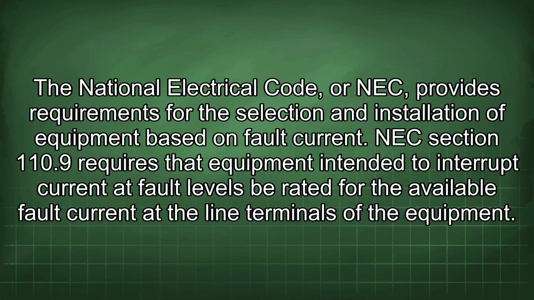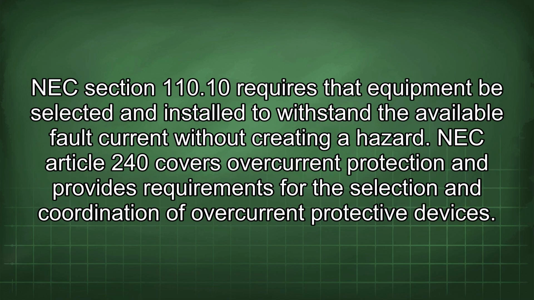The National Electrical Code, or NEC, provides requirements for the selection and installation of equipment based on fault current. NEC Section 110.9 requires that equipment intended to interrupt current at fault levels be rated for the available fault current at the line terminals of the equipment. NEC Section 110.10 requires that equipment be selected and installed to withstand the available fault current without creating a hazard. NEC Article 240 covers overcurrent protection and provides requirements for the selection and coordination of overcurrent protective devices.